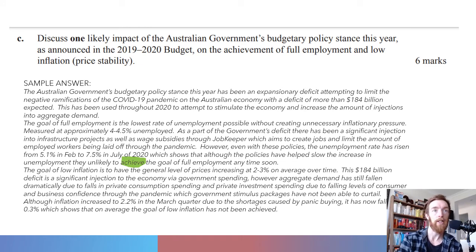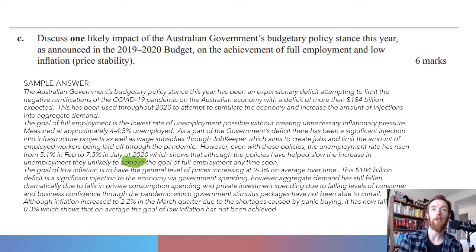The goal of low inflation is to have the general level of prices rising at 2 to 3% on average over time. You could also say as measured by CPI if you want it to be even better. This $184 billion deficit is a significant injection into the economy via government spending. Some would be via private consumption through welfare. However, aggregate demand has still fallen dramatically due to falls in private consumption spending and private investment spending, due to falling levels of consumer and business confidence through the pandemic, which the government stimulus packages have not been able to curtail.